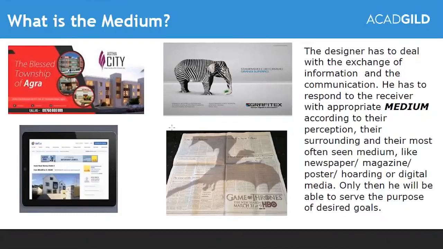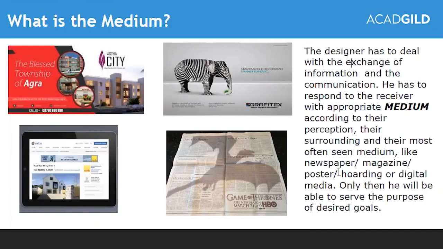Banner, what is called banner? Flex printing. You know flex printing? So what kind of medium do we need to use? We need to think about that too. As per the design, we'll use different kinds of medium. Here it's saying the designer has to deal with the exchange of information and communication. He has to respond to the receiver with an appropriate medium according to their perceptions, their surroundings, and their most often seen medium like newspaper, magazine, poster, hoarding, or digital media. Only then will he be able to serve the purpose of the desired goal.